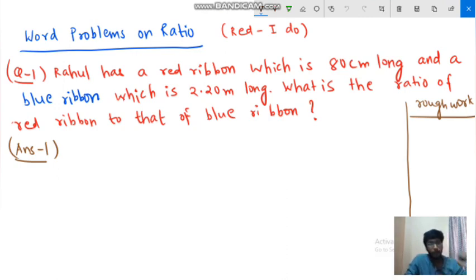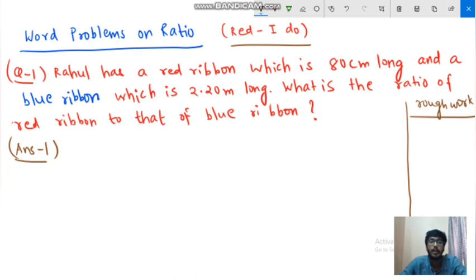Okay kids, now we are going to do some word problems on ratio. There is going to be a question of 2 or 3 sentences. You need to understand the meaning of the question and then find the ratio that has been asked for. Okay, so we will read the question together. You don't have to write anything. The signal is red and Bhaiya will do. Just read along with me.